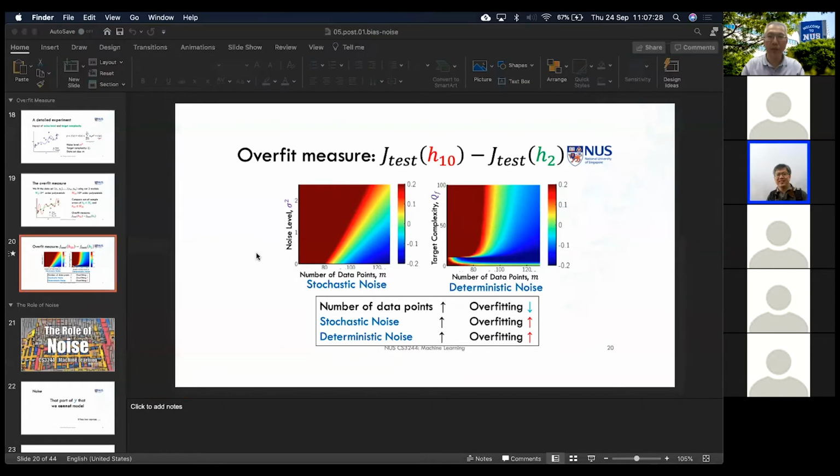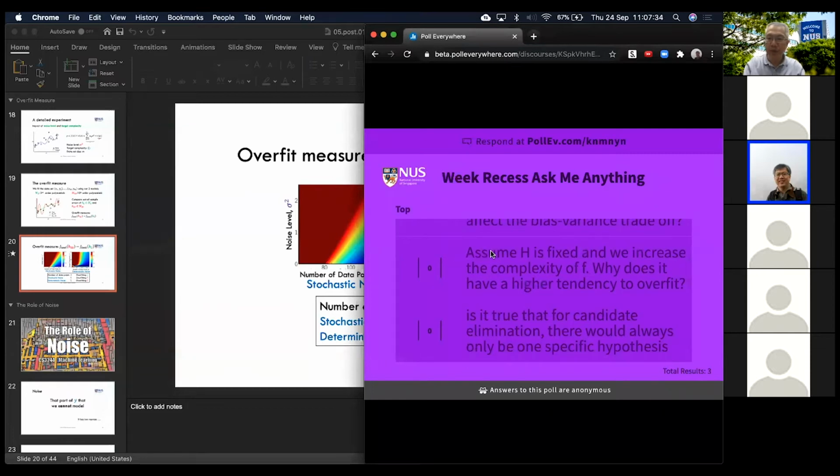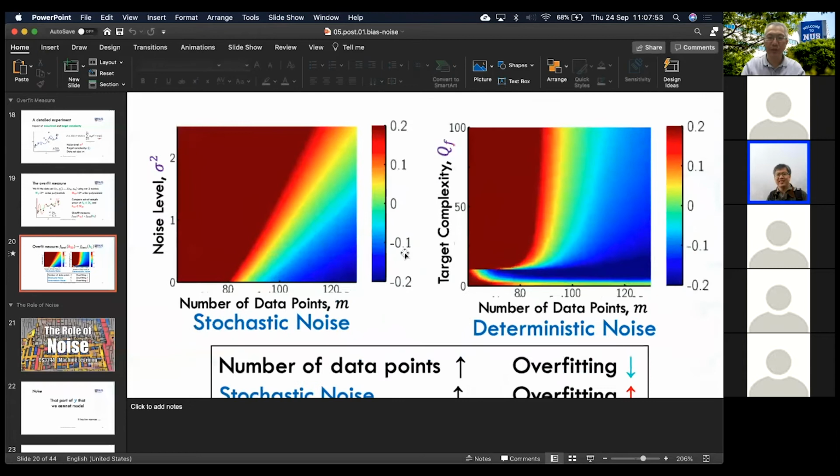So the question is about this particular screen again. Let me just double check what you wrote. So assume H is fixed. So we have a fixed hypothesis space, and we increase the complexity of F. Why does it have a higher tendency to overfit?